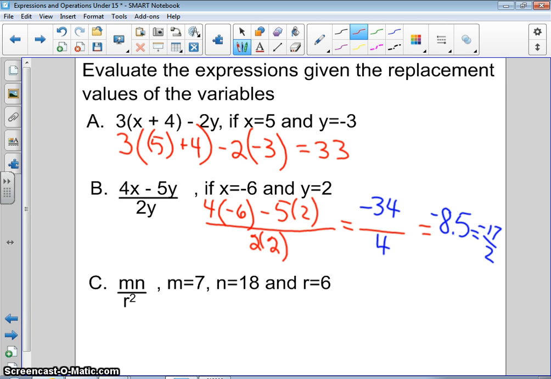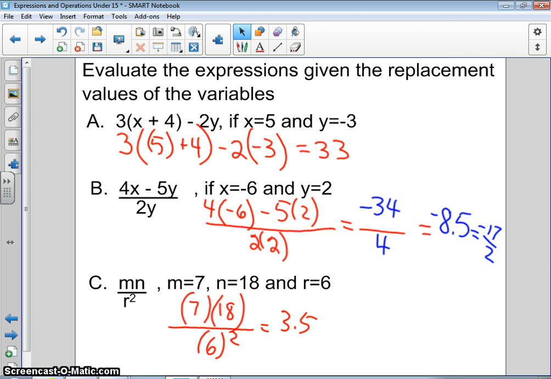Nice job. We replace M by 7 in parentheses. We replace N by 18 in parentheses. So that's going to give us 7 times 18 on the top. On the bottom, it's going to be R squared. We're going to replace R by 6 in parentheses and square that. And we all got 3.5.